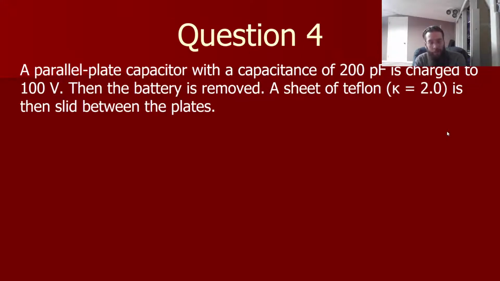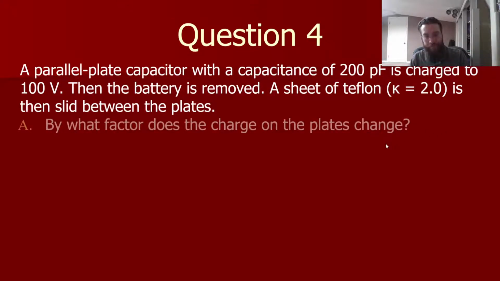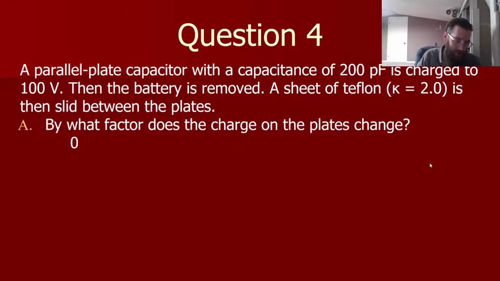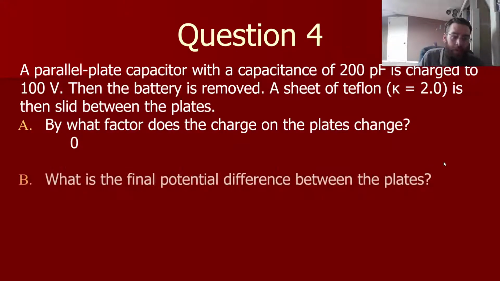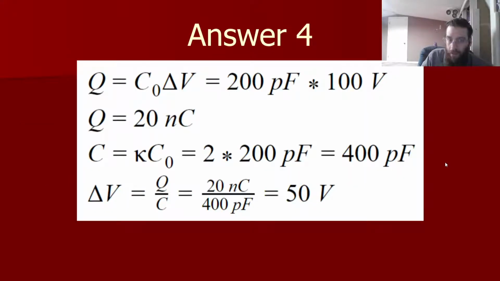Alright, so example, question 4. A parallel plate capacitor with a capacitance of 200 picofarads is charged to 100 volts, then the battery is removed. Then we stick Teflon in between. By what factor does the charge on the plates change? Well, if you remove the battery, it's not going to change the charge because the battery's gone. But what is the final potential difference? Well, it's the same as what the battery had on it, so it should be 100 volts.